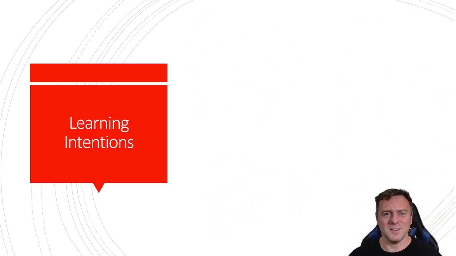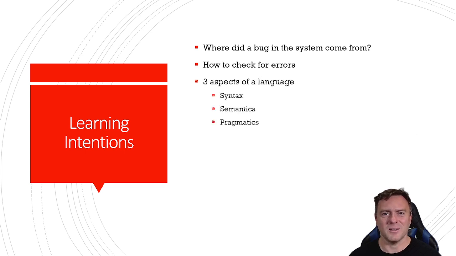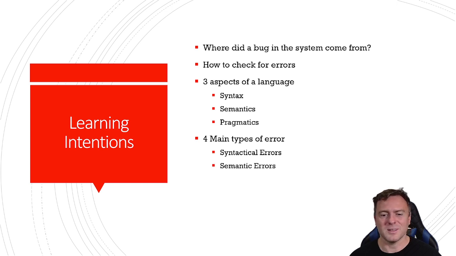So let's go through the things that we're going to cover today. Where did a bug in the system first come from? How to check for errors, the three different aspects of a language, which are the syntax, the semantics, and the pragmatics. And then the four main types of errors that we'll face: syntactical errors, semantic errors, logical errors, and runtime errors. We're going to have a real deep look at all these aspects so that you understand what each of them means and how that impacts the code that you write. By understanding the different errors that you face, you'll start seeing patterns, and then you'll be able to fix the errors a lot quicker as well.